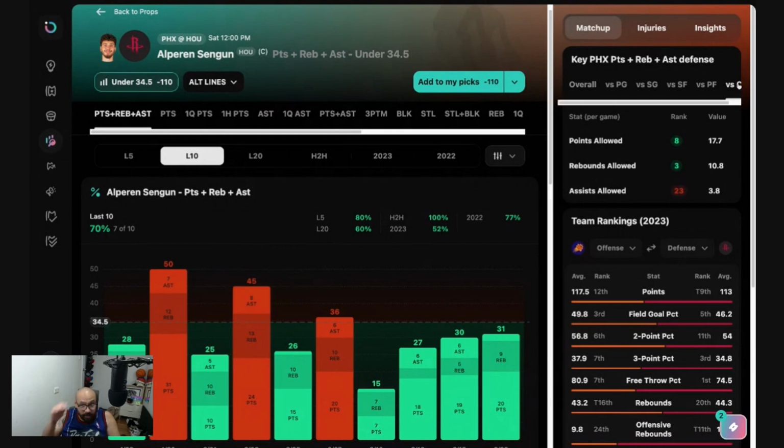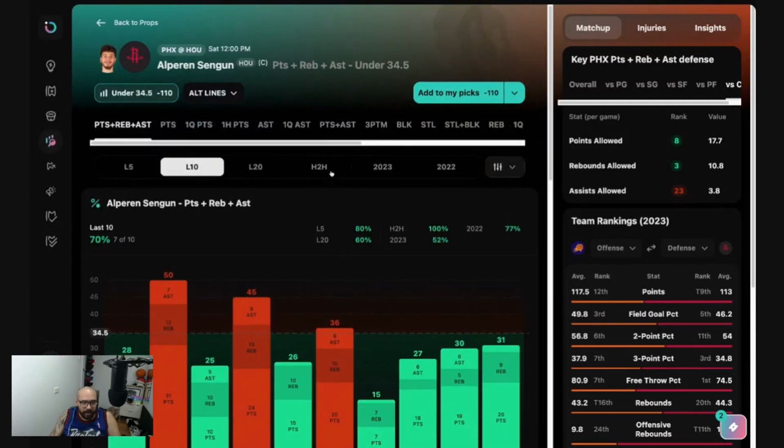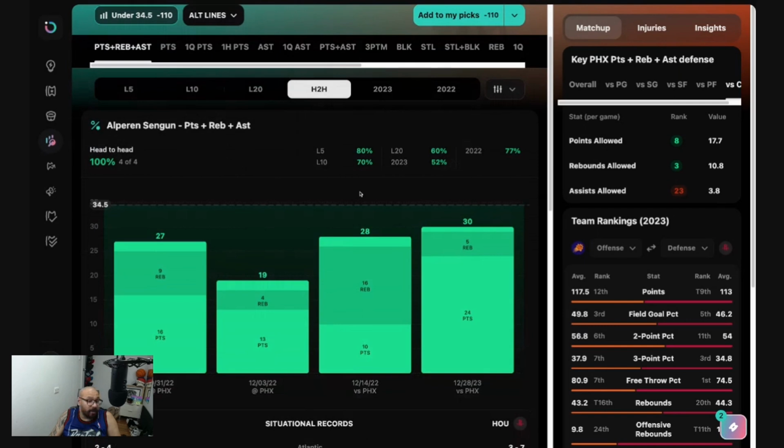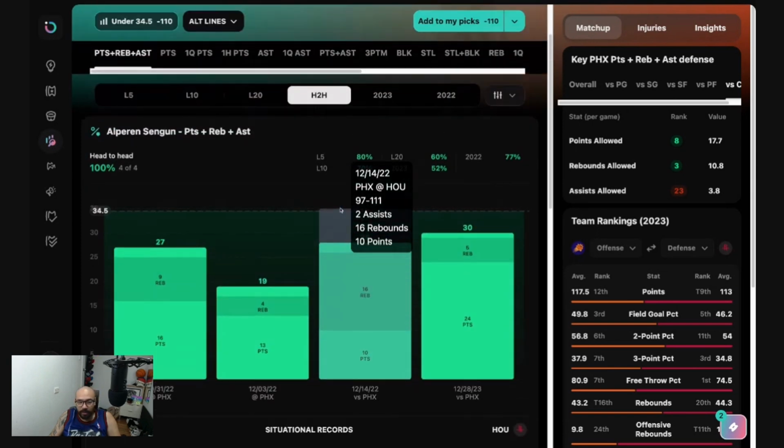In terms of the matchup, the Suns allow the 8th fewest points, the 3rd fewest rebounds, but the 8th most assists to centers. So that's quite interesting. Head-to-head matchups, he's gone under in 4 consecutive games against the Phoenix Suns. So I find that's quite interesting. So that makes me lean to the under as well for Şengün.